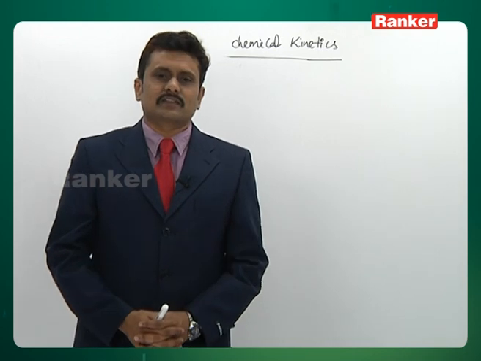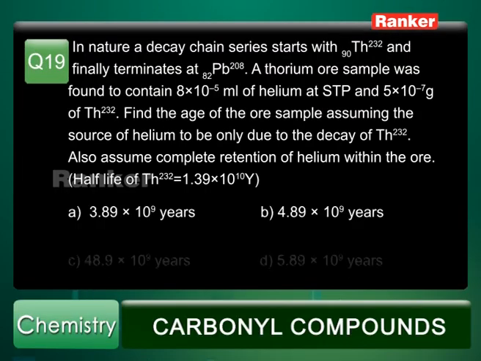In nature, a decay chain series starts with thorium and finally terminates at lead. A thorium ore sample was found to contain 8 into 10 to the power minus 5 milliliter of helium at STP and 5 into 10 to the power minus 7 gram of thorium 232. Then you have been asked to find the age of the ore sample during this radioactive decay. And you are also provided with the T half of thorium as 1.39 into 10 to the power 10 year.